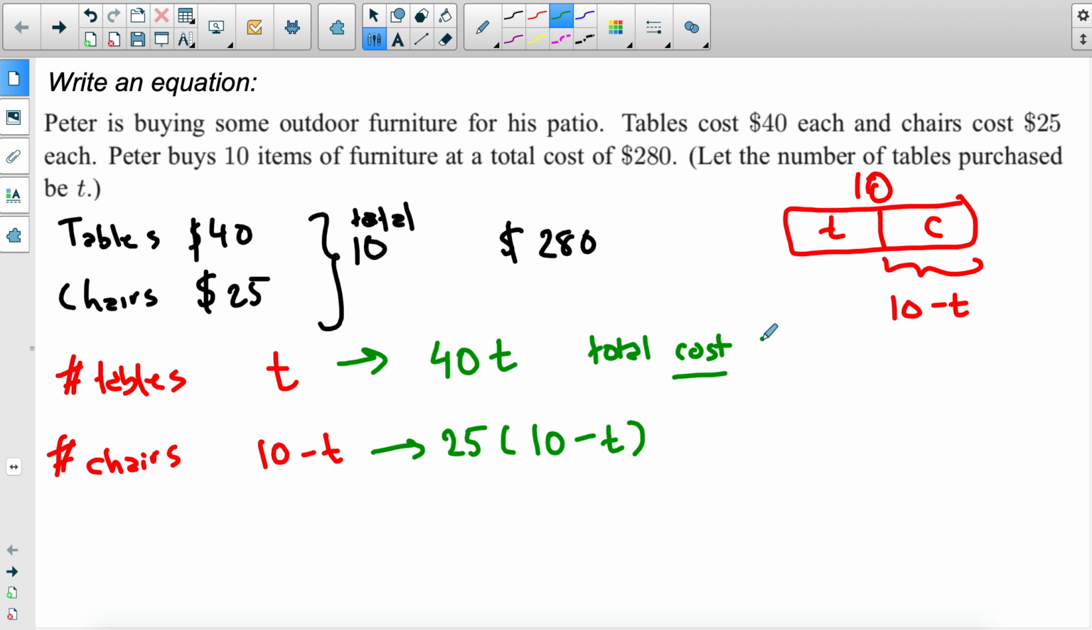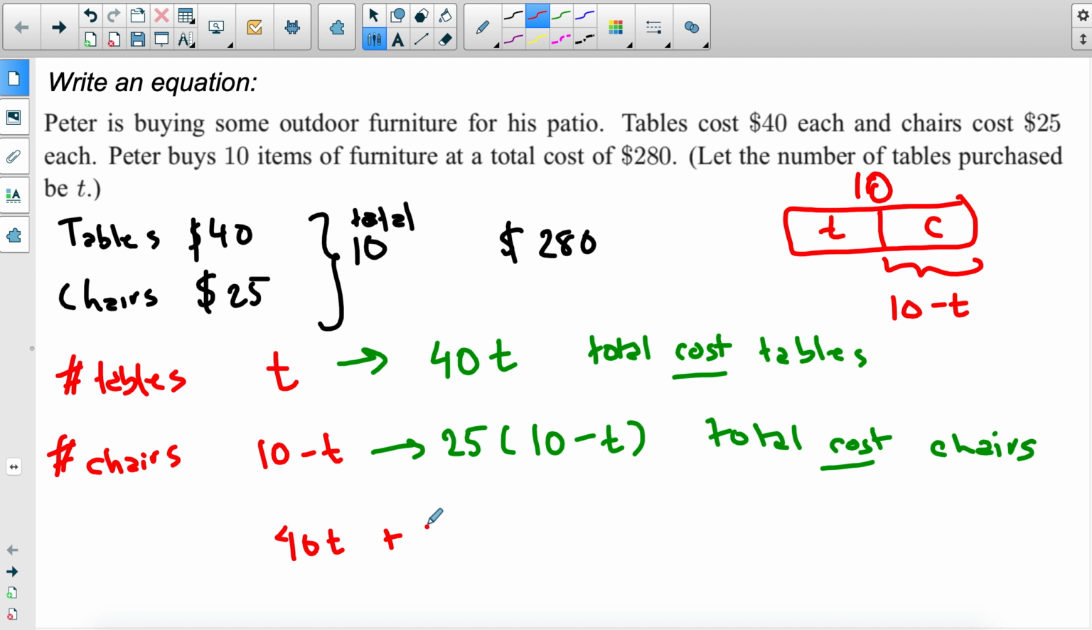this time for tables, and the total cost for chairs, which means the total cost for all of these should add up to 280. And that's it. That should be your final answer. So 40T plus 25, 10 minus T equals to 280.